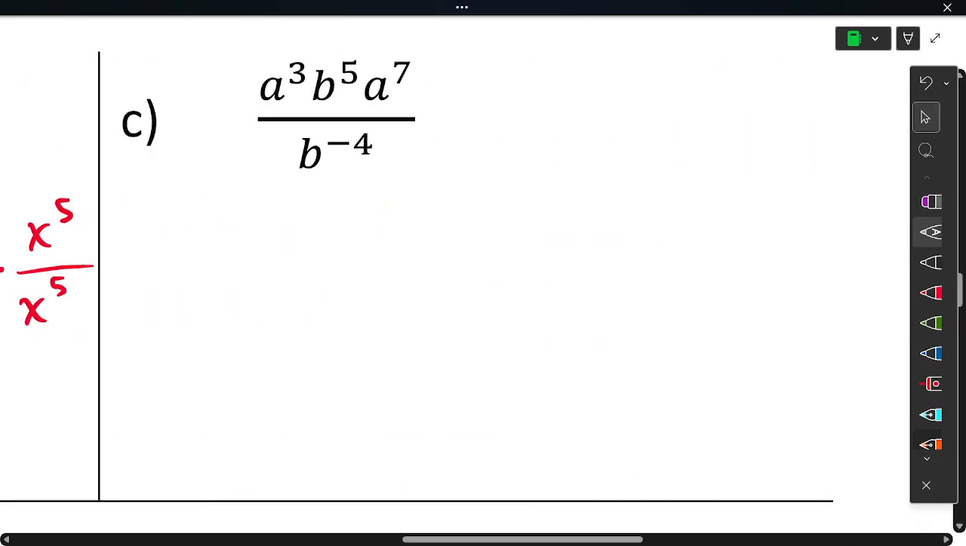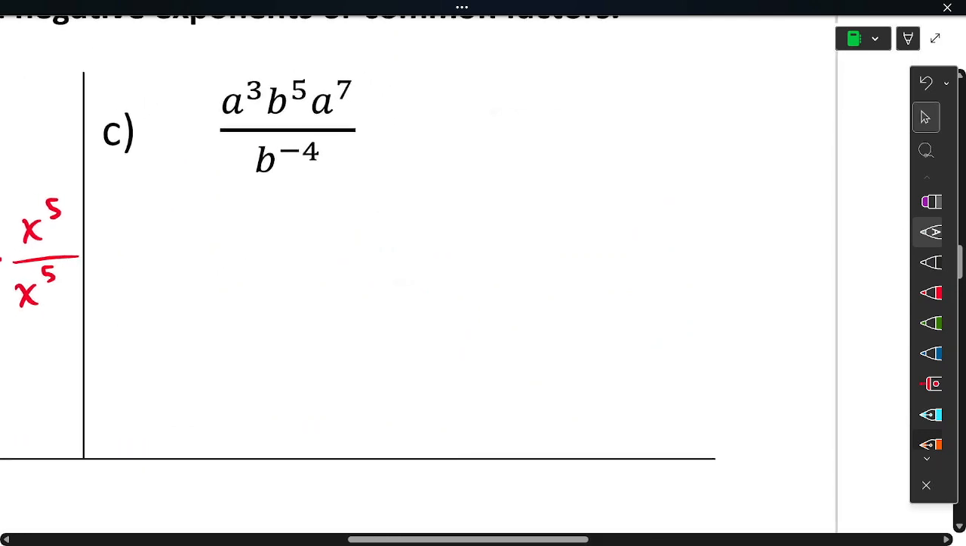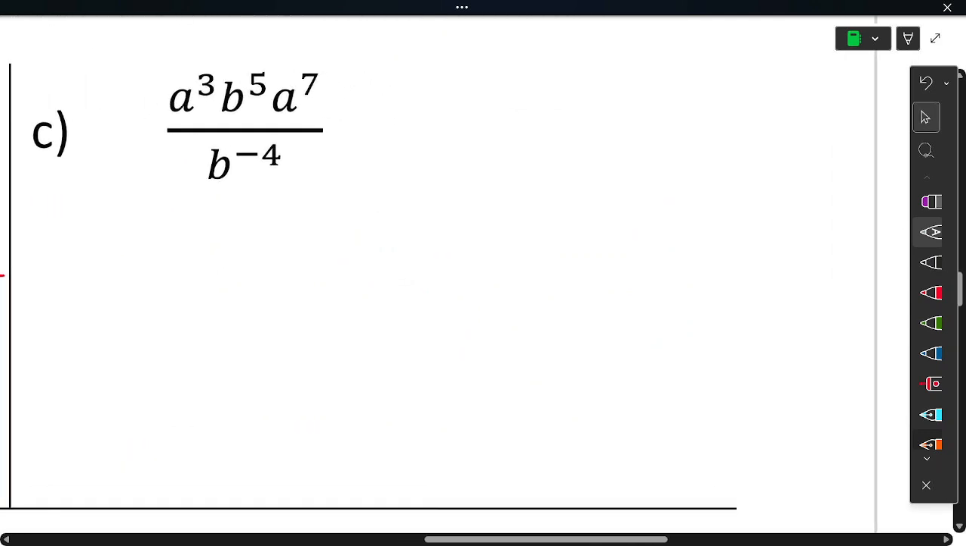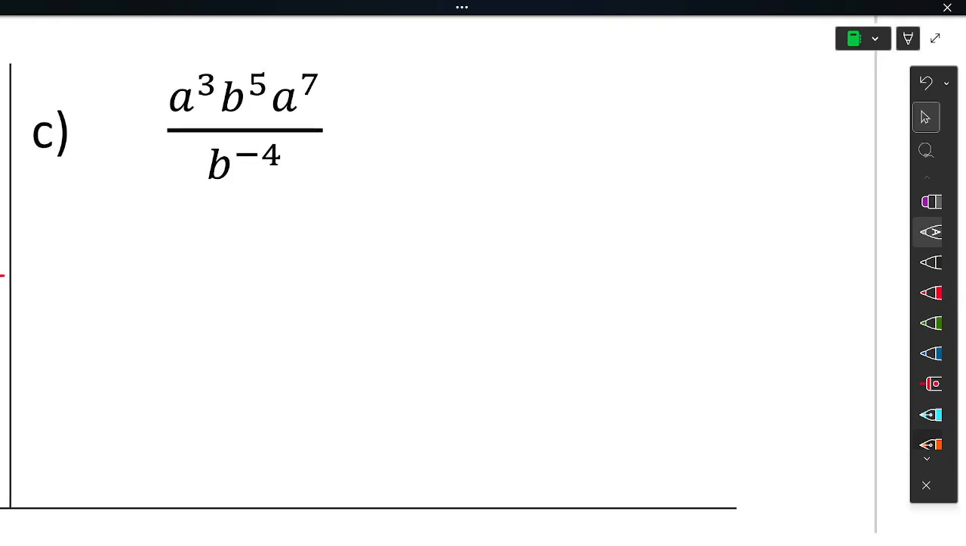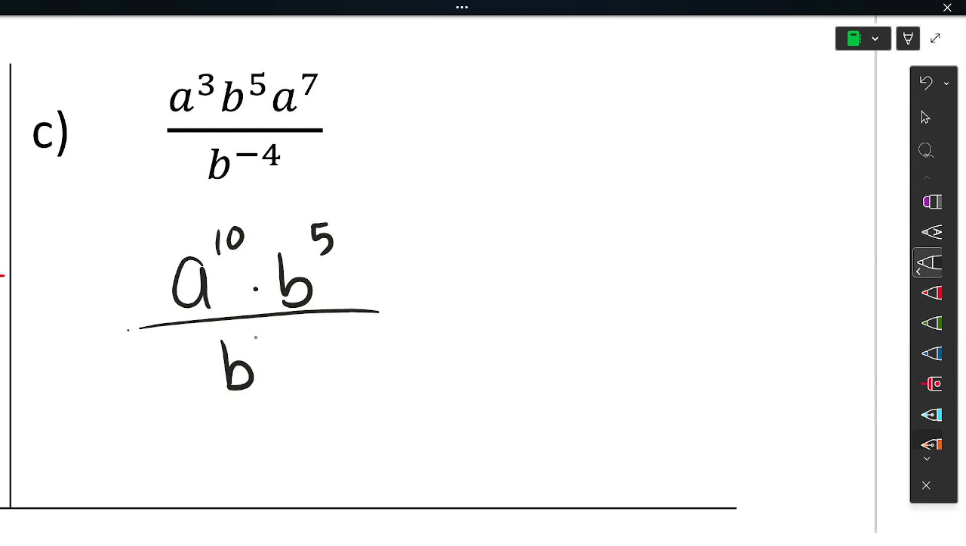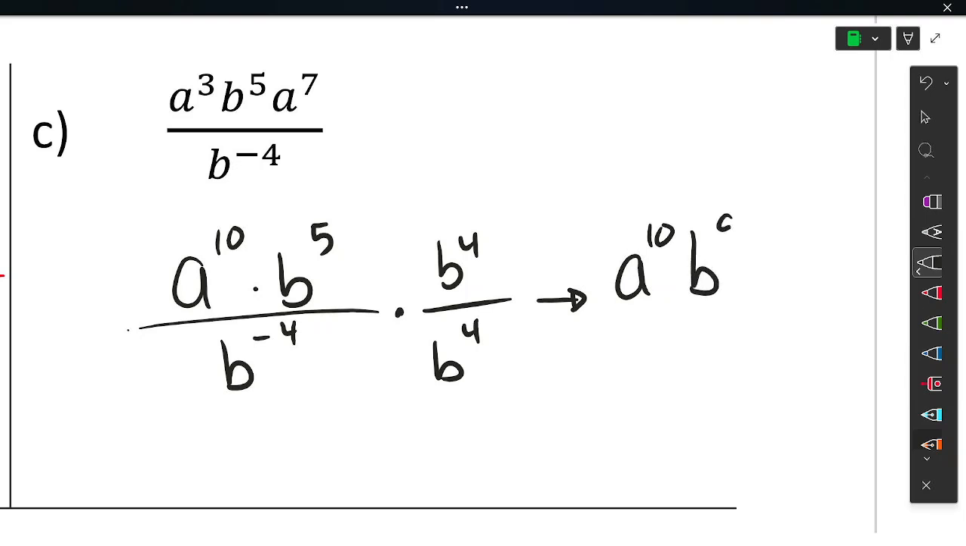Let's go to the last one in this question. It's part C. In part C, look, that numerator, I only have factors of A and factors of B. Those are the only things that are being multiplied. In the numerator, there are 10 factors of A. So I can start by writing, hey, this is A to the 10th power. And then I've got 5 factors of B up there. And in my denominator, I have B to the negative 4th. How do I get rid of that? I'm going to multiply by B to the positive 4th in both the top and bottom. And that is going to give me, in the numerator now, 9 factors of B. So this is A to the 10th times B to the 9th power.